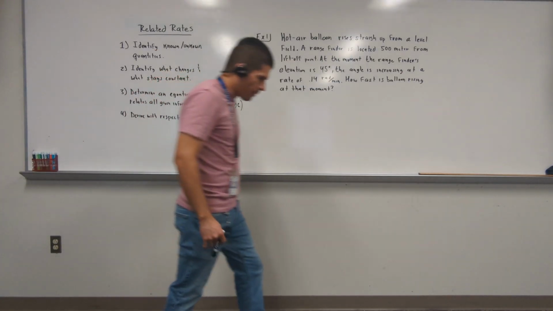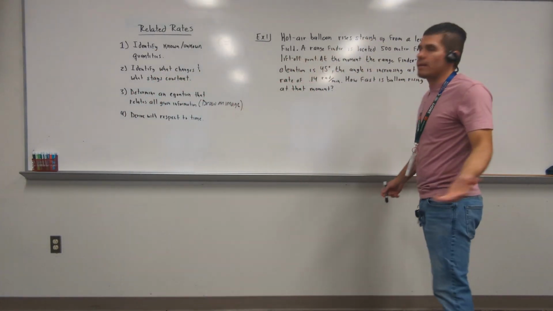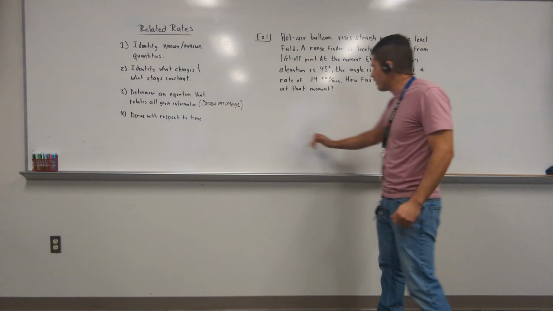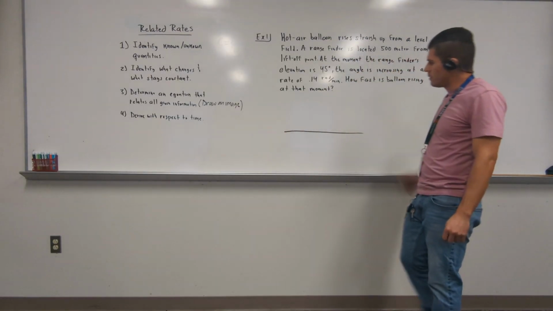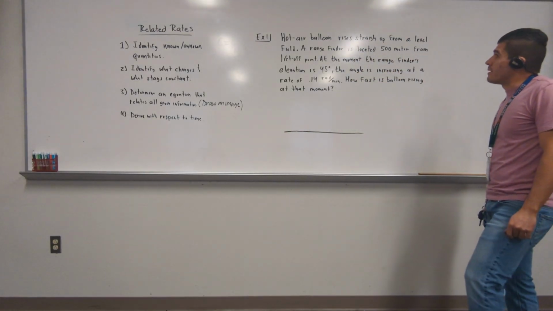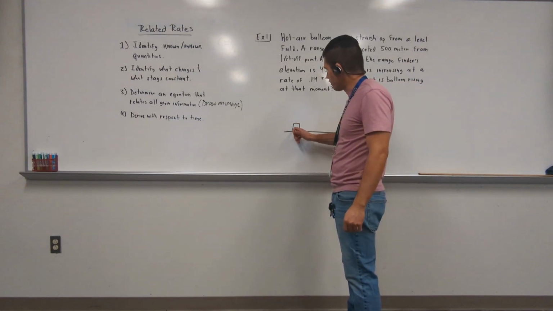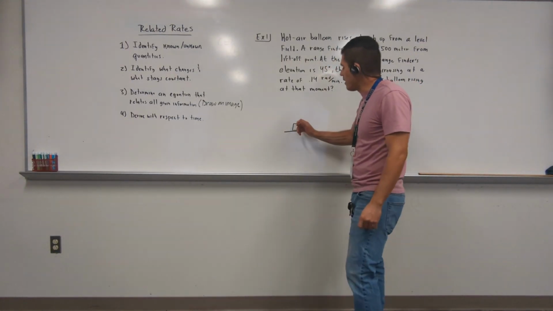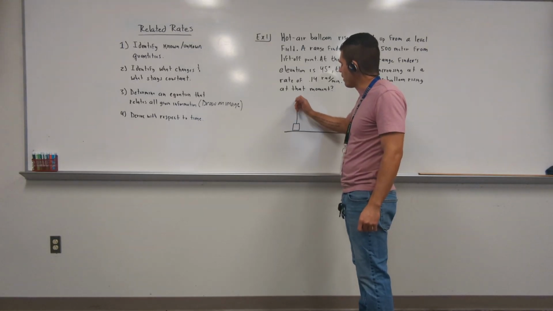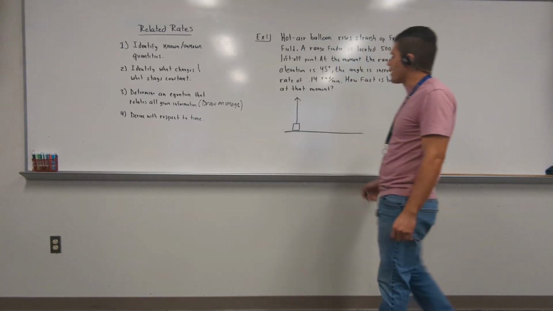First, I'm going to come up with a drawing of what this situation looks like. So we have a level field, and we have a hot air balloon. I'm just going to draw a little box. Here's my hot air balloon. Now that hot air balloon is going to be moving upwards. It's going to be rising.